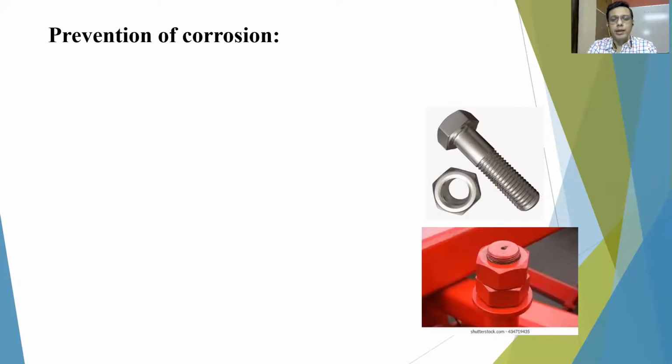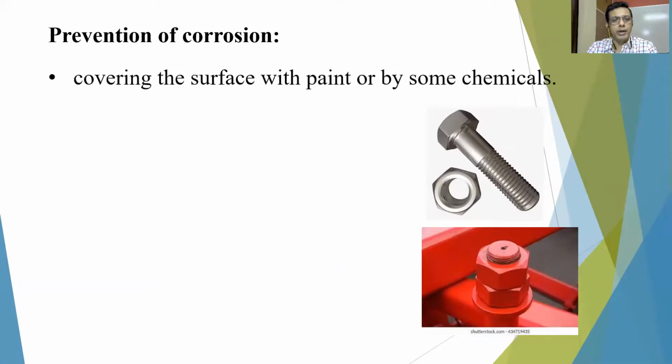So how can that be done? It can be done by painting, as I explained already. So covering the surface with paint or some chemicals. If you cover the surface with some paint, then the metal will not come in contact with the atmosphere. As a result, it will not get rusted. Another way is by applying oil or grease.